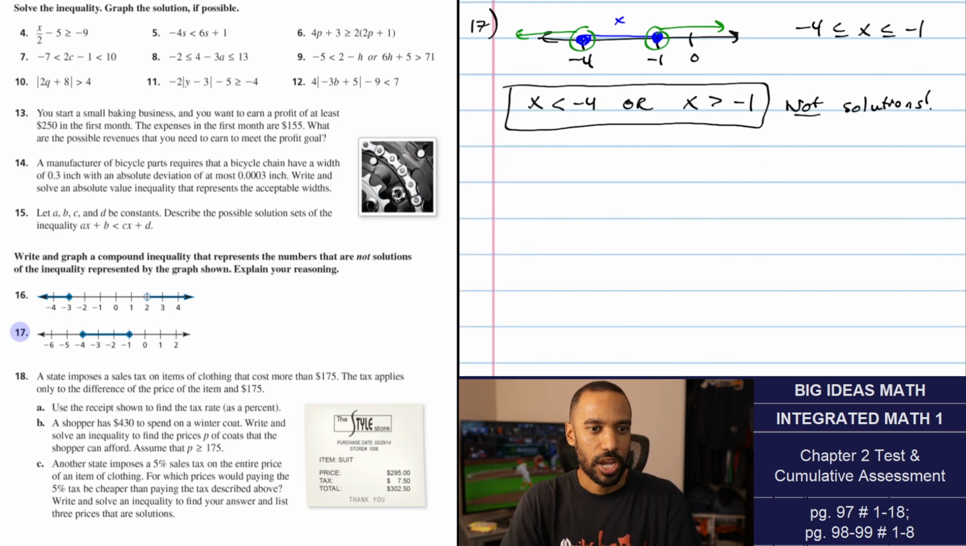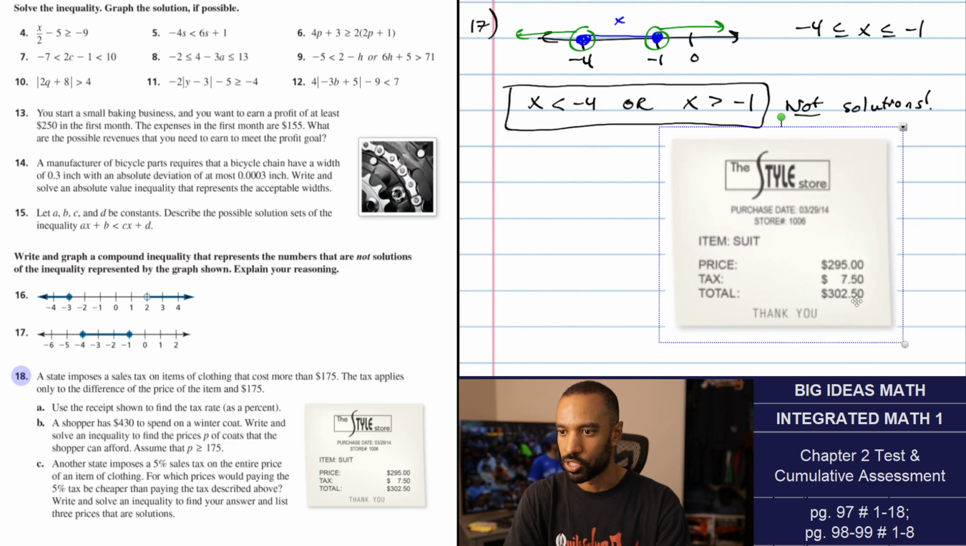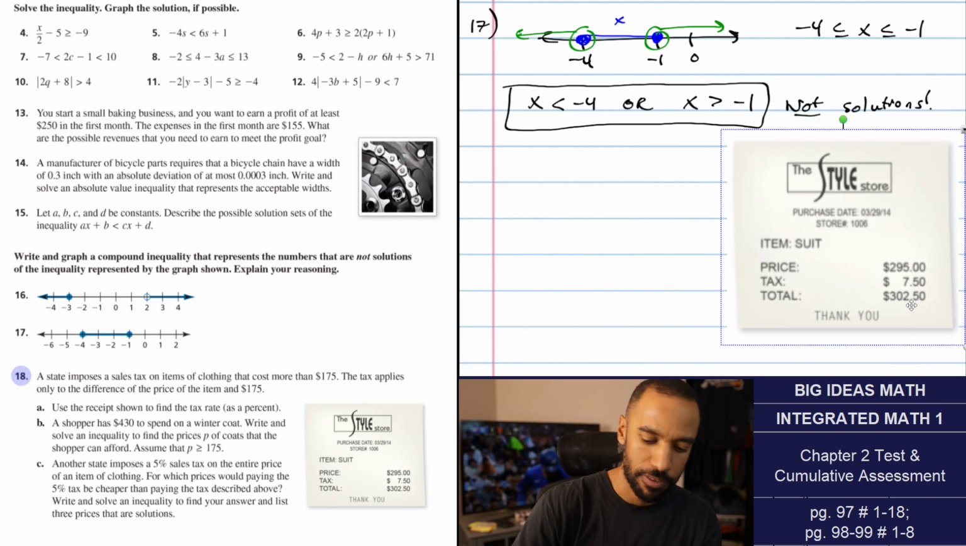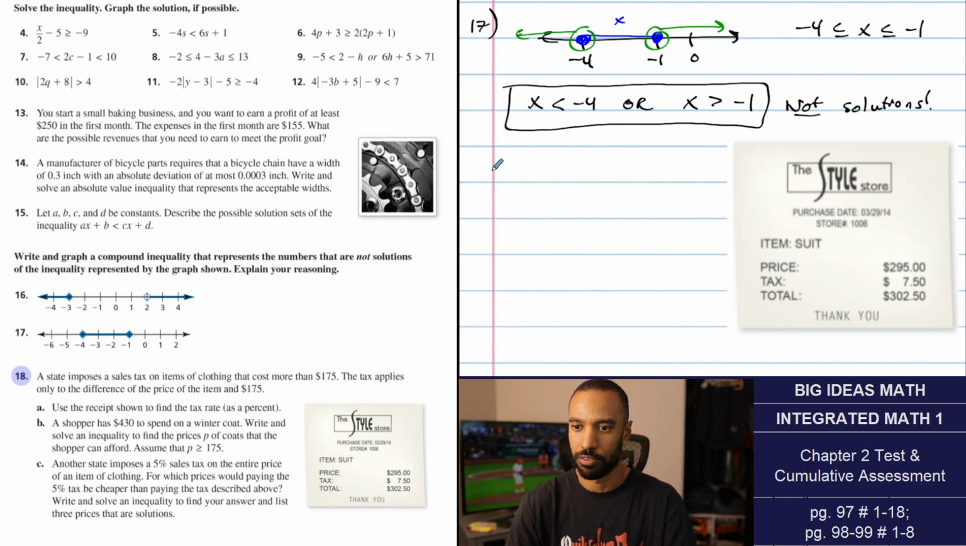Okay, last one on the chapter test, number 18, 3 parts. A state imposes a sales tax on items of clothing that cost more than $175. The tax applies only to the difference of the price of the item and $175. If you guys can't see that print, I'm going to copy and paste it into here. So we have information in this thing. It's called the Style Store. And $295 subtotal plus $7.50 tax is $302.50.